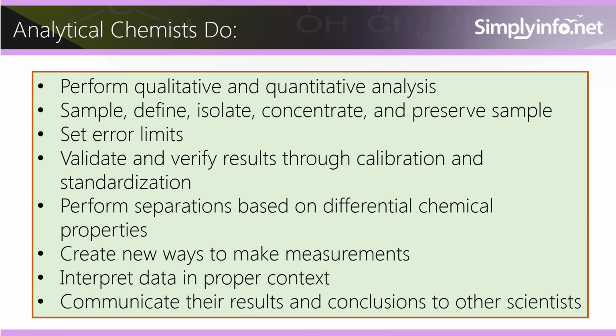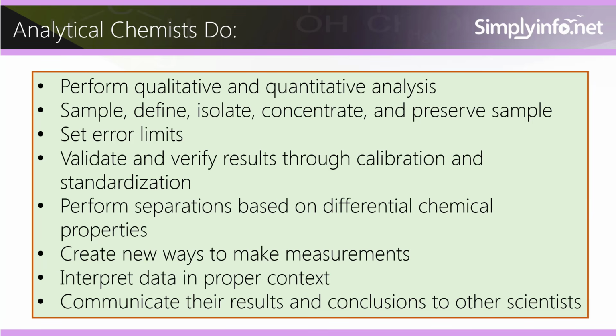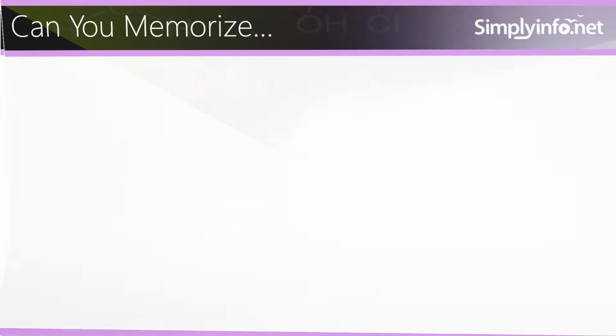Analytical chemists perform qualitative and quantitative analysis, sample, define, isolate, concentrate and preserve samples, set error limits, validate and verify results through calibration and standardization. Perform separations based on differential chemical properties, create new ways to make measurements, interpret data in proper context, communicate their results and conclusions to other scientists.